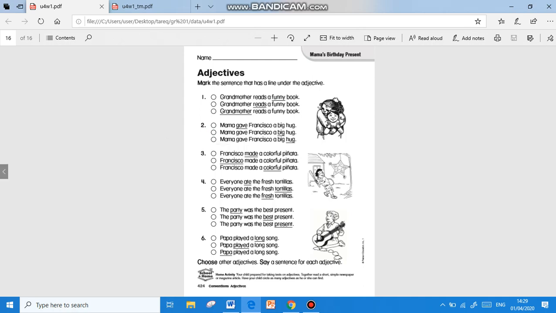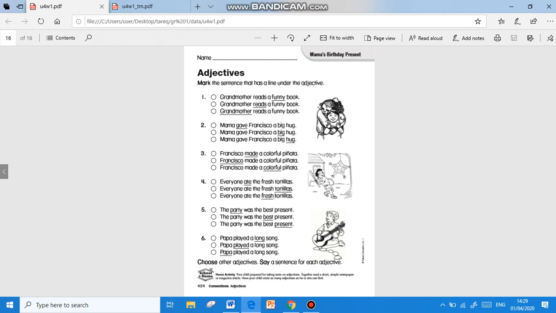And how about number three? Francisco made a colorful pinata. We are describing the pinata in the picture. And we describe it as colorful. Then the answer is number three. Good job. And number four, everyone ate the fresh tortillas. They are fresh. Tortillas are fresh. Then number three is the correct one. Number five, the party was the best present.